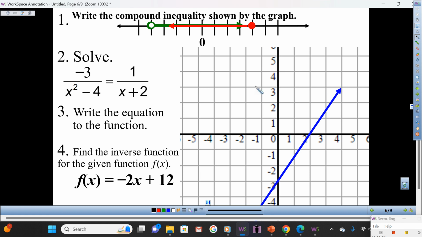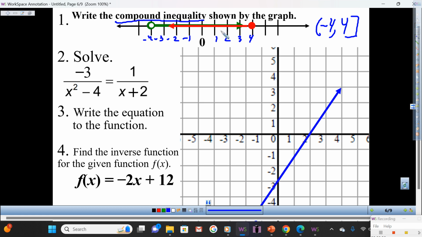All right, let's see. What'd you get for number 1? Brandon Darty. Parentheses, -4, 4 bracket. Let's see, 1, 2, 3, 4, -1, -2, -3, -4. Looks about right. Hands if you got something like that. All right. So he went straight for the interval notation, but it says here a compound inequality.